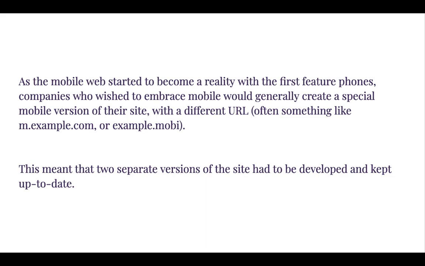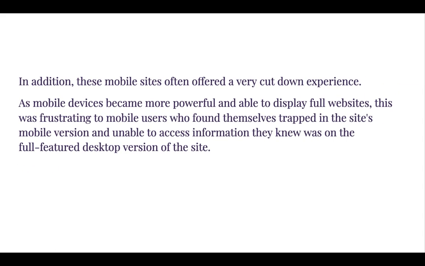As the mobile web started to become a reality with the first feature phones, companies who wished to embrace mobile would generally create a special mobile version of their site with a different URL, often something like m.example.com or example.mobi. This meant that two separate versions of the site had to be developed and kept up to date. In addition, these mobile sites often offered a very cut down experience.